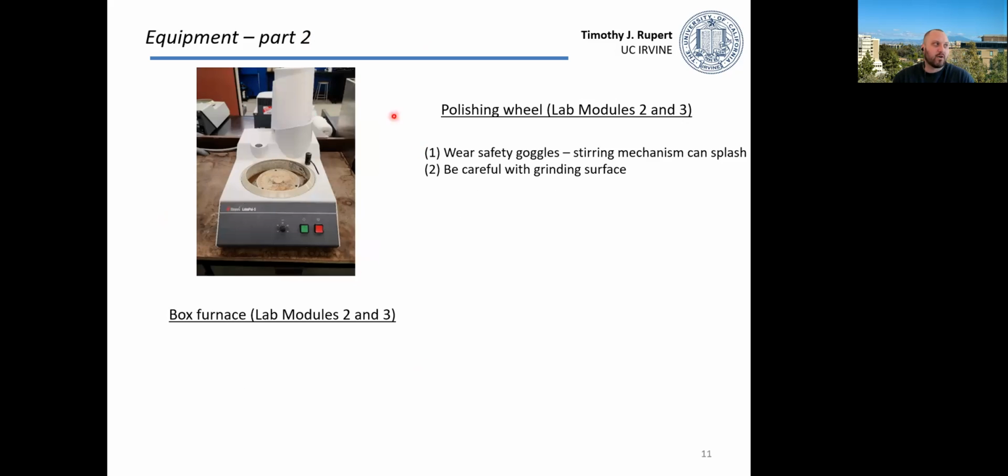Another thing we'll be using is a polishing wheel. This will be something where I'm preparing some samples before we test them, and then even cleaning up the surface before we look at the microstructure or do an indent. The way this works is we'll put a plate on this wheel with really nice sandpaper and polish these pieces of metal down to a very beautiful finish. This thing can be spinning pretty fast, so you need to make sure you wear safety goggles. The spinning mechanism could throw something up at you. You also need to be very careful with your grinding surface, so you may want to make sure your fingers stay away from it.